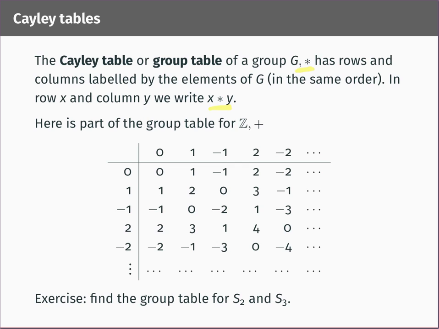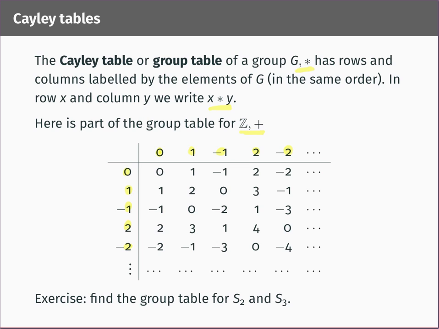So here's part of the group table for the group consisting of the integers under addition. You can see I've labelled the columns by the elements in the group. And you can see that I've labelled the rows by the elements in the same order. So 0 and then 1 and minus 1 and then 2 and minus 2 and so on. The same order in the columns as in the rows.